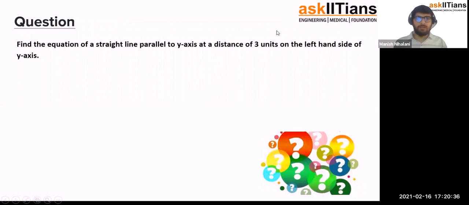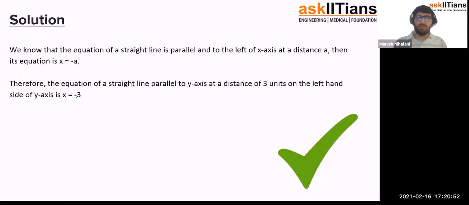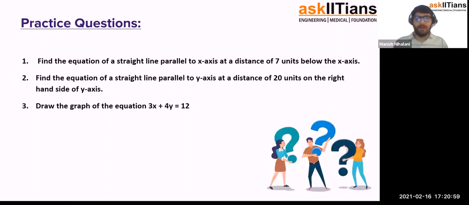Now again, let's solve one simple question. It says find equation of a straight line parallel to y-axis at distance 3 units on the left hand side. So you would say x is equal to minus 3. Absolutely correct, right? X is equal to minus 3 because it is on the left hand side. On the left hand side, distances are said to be negative.